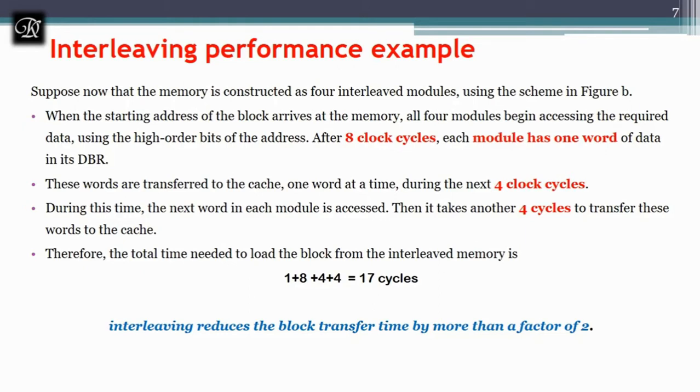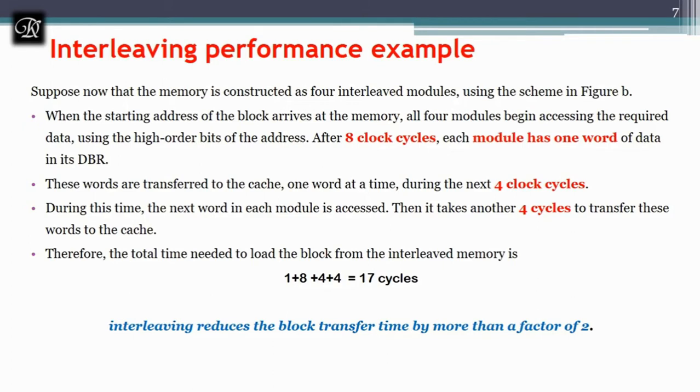During this time, the next word in each module is accessed. First we got 4 words. Next, in the meantime while we are sending the data to the processor, we got the remaining 4 words. That also takes 4 clock cycles to transfer the data. Therefore, the total time required is 1 plus 8 clock cycles for data accessing, and 4 plus 4 for sending the data. Totally we got 17 clock cycles.